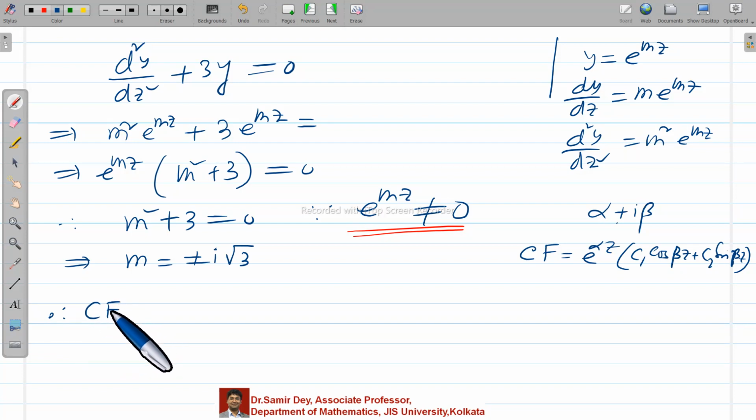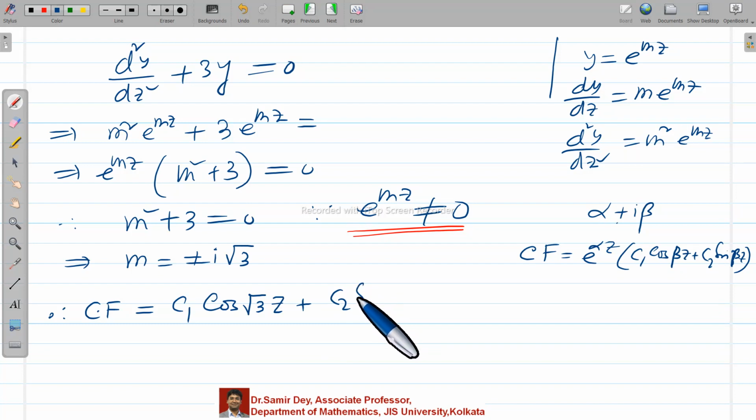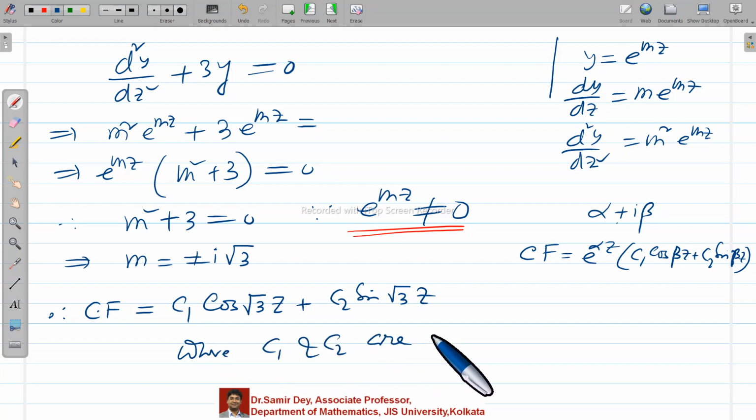Therefore, CF. What is the meaning of CF? Yes, very good. Complementary function. So here alpha is 0, so there is no need to write e to the power alpha, because e to the power 0 means 1. So ultimately CF is C1 cos root 3z plus C2 sine root 3z. Please write down where C1 and C2 are constants. I think it is clear to everyone how to find this. Okay, very good.